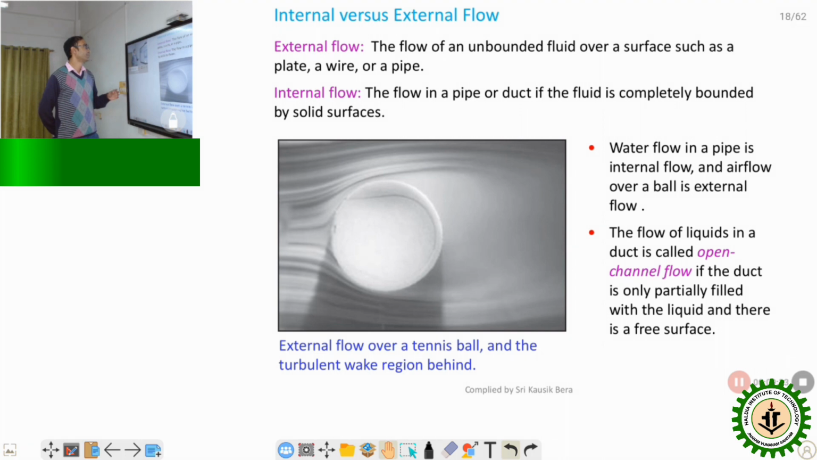External flow and internal flow are also different types of flow. External flow is the flow of an unbounded fluid over a surface such as a plate, a wire, or a pipe. Internal flow is the flow in a pipe or a duct, where the fluid is completely bounded by solid surfaces. So this is the external flow over a tennis ball and the turbulent wake region behind it.